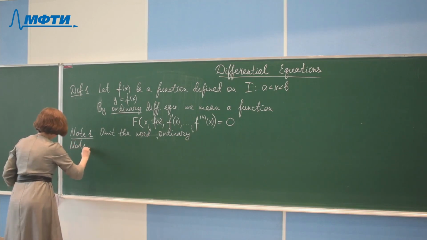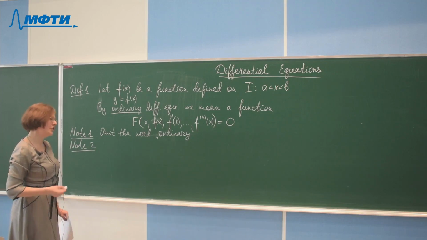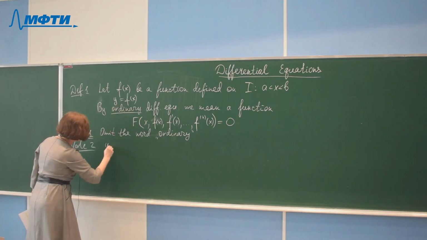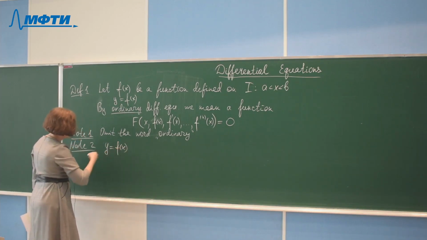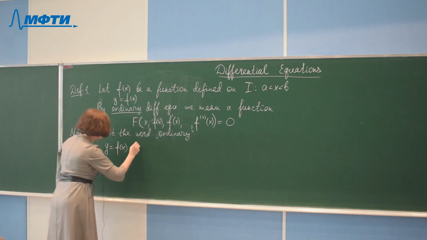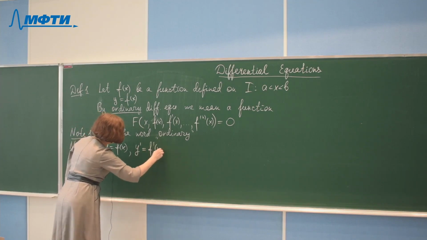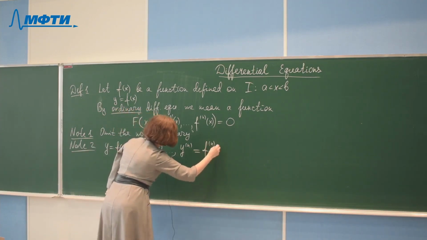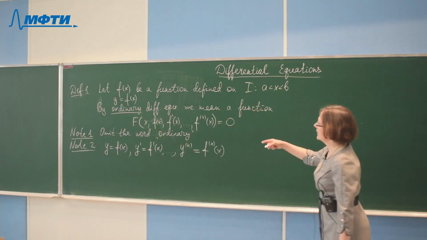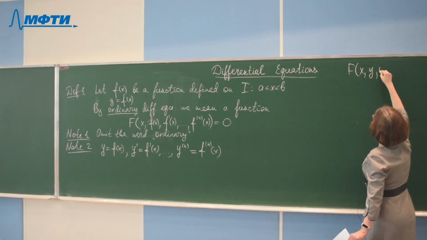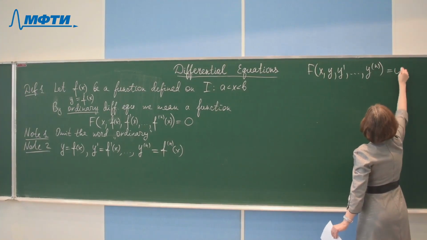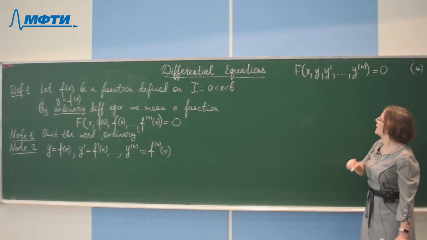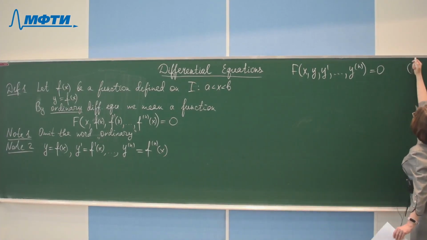And note 2. In writing a differential equation, we usually replace f of x by y. So we usually use symbols y equals f of x. So f of x is replaced by y, then f prime of x is replaced by y prime, and yn will be the nth derivative of f. And so we will consider differential equations in the form f of x, then y, y prime, and so on, yn equals 0. This is the general form of a differential equation. Let it be equation number 1.